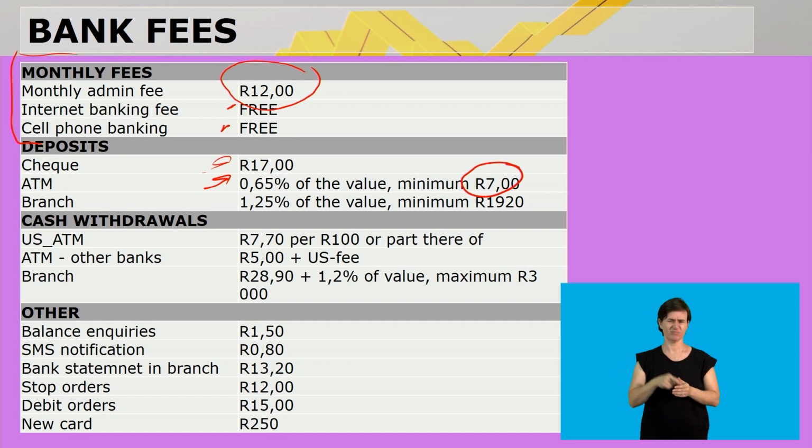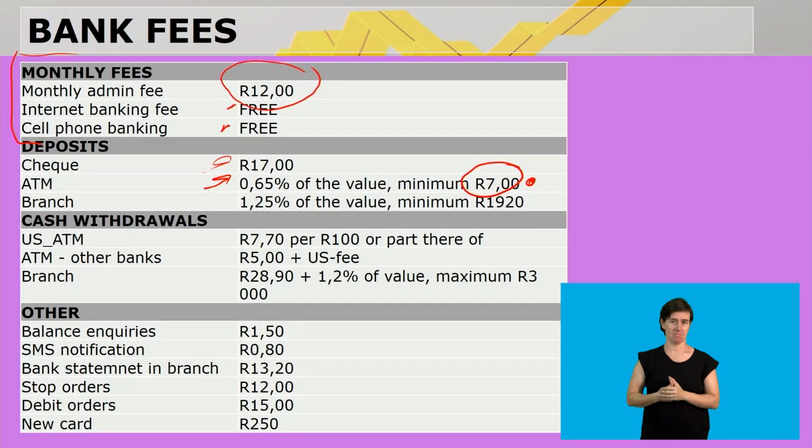Now that minimum doesn't mean you cannot deposit less than 7 Rand. That means that your charge cannot be less than 7 Rand. So if you deposit 100 Rand into the bank account and your fees will be less than 7 Rand, then instead of the 2.50 Rand or the 3.50 Rand, you will pay 7 Rand.